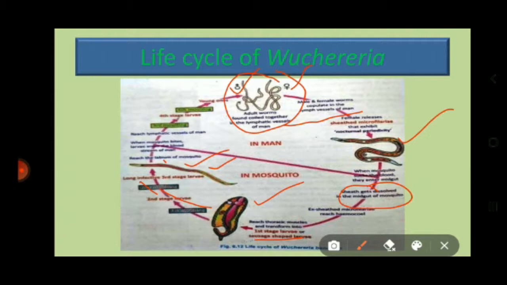And when this third stage larva transfers itself into the mouth of the mosquito, and this mosquito with the third stage infective larva bites the other person, the larva enters the person, into the blood or on the skin. It reaches its way into the subcutaneous tissue, and from there the lymphatic vessels. After reaching the lymphatic vessels, they undergo two molts and transform into adults.